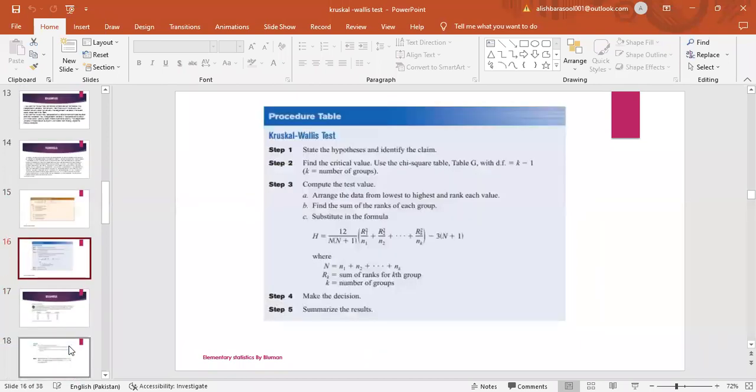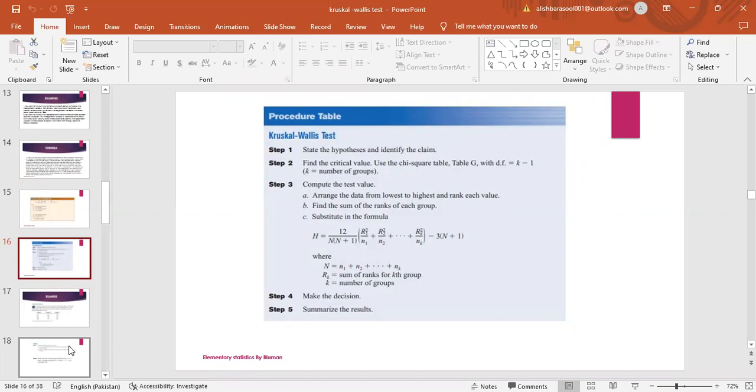The procedure for the Kruskal-Wallis test: step 1, state the hypothesis and identify the claim. Step 2, find the critical value. Use the chi-square table G with degrees of freedom k minus 1, where k is equal to the number of groups. Step 3 is computing the test value. Arrange the data from the lowest to the highest and rank each value. Find the sum of ranks of each group.